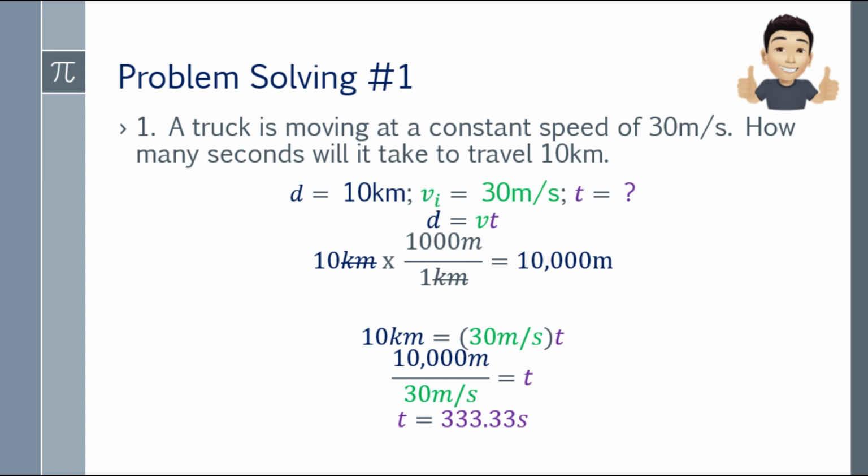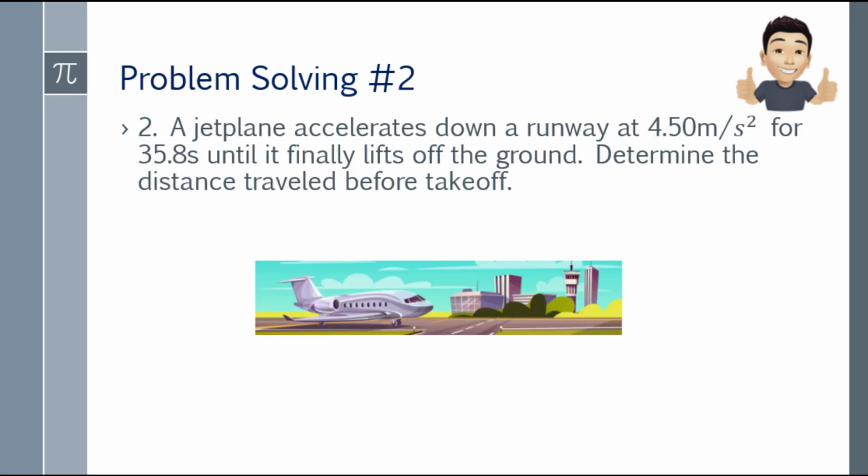So, 10,000 meters is equal to 30 meters per second times time. So to get time, divide both sides by 30 and the answer will be 333.33 seconds. So dun sa tanong na, how many seconds will it take to travel 10 kilometers for a truck moving at a constant speed of 30 meters per second? The answer will be 333.33 seconds. Let's move to the second problem.